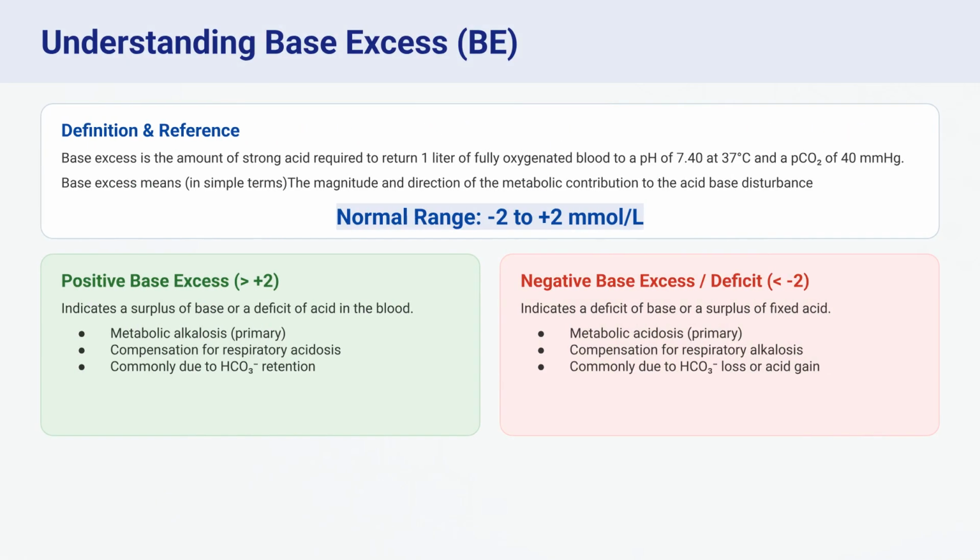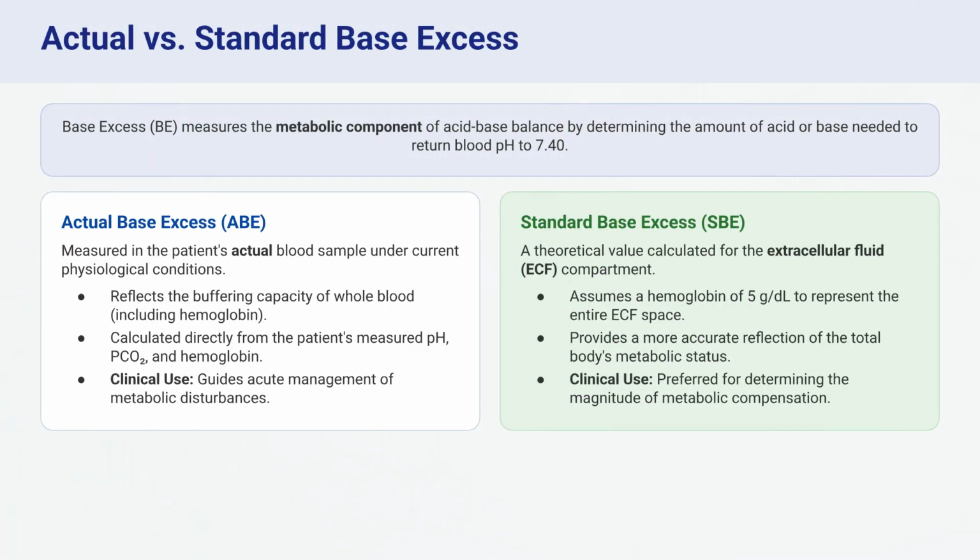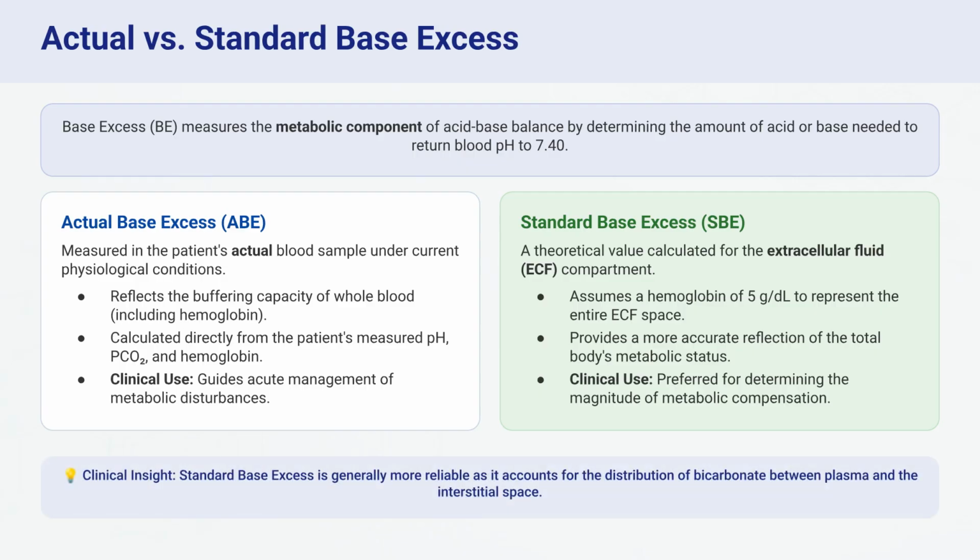Base excess is the magnitude and direction of the metabolic contribution to the acid-base disturbance. The normal range is -2 to +2 mmol per liter. A positive base excess, above +2, indicates metabolic alkalosis or compensation for respiratory acidosis. A negative base excess or deficit, below -2, indicates metabolic acidosis or compensation for respiratory alkalosis. Actual base excess is measured in the patient's blood, reflecting whole blood buffering capacity. Standard base excess is a calculated value representing the extracellular fluid, providing a more accurate reflection of the total body metabolic status.